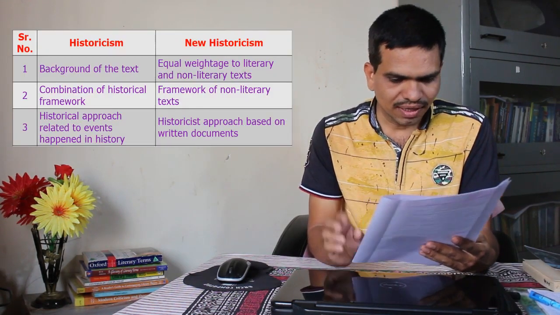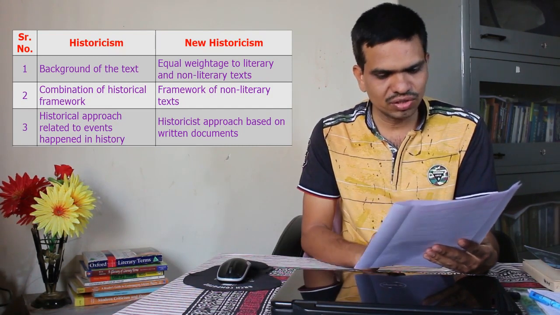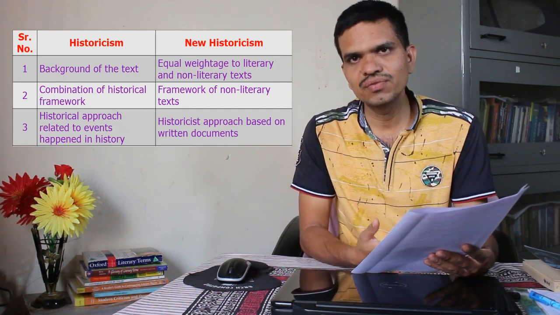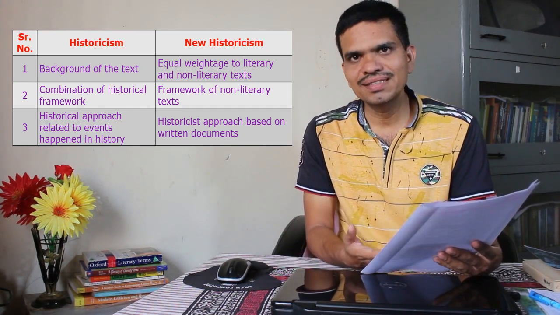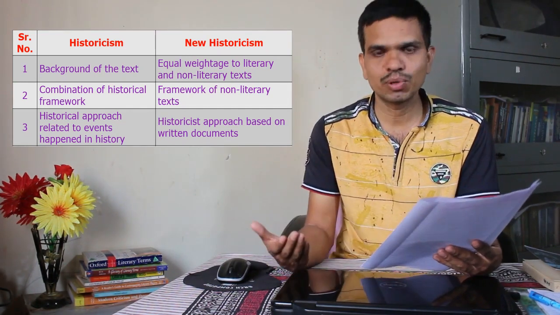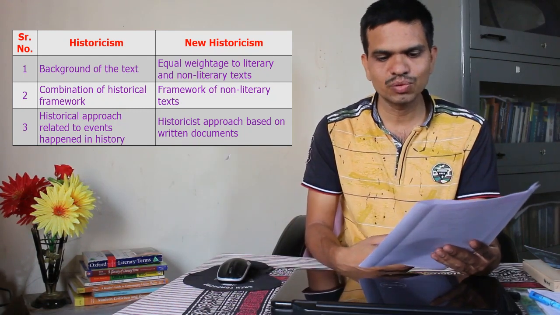The third difference: historical approach related to events that happened in history. Now in old historicism we find a historical approach, but in new historicism we find a historicist approach. Now what is this historicist approach?